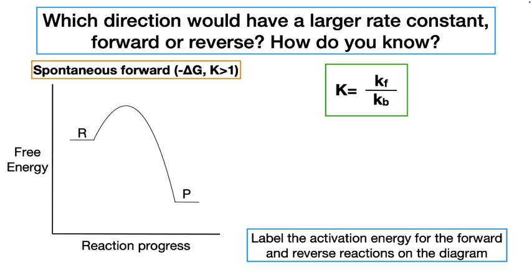The reverse reaction, because since the products are lower, the reverse reaction will require a higher activation energy. And if you look at the rate constant formula, the numerator of the fraction in the formula, activation energy is on top. So a larger activation energy would mean it's a bigger number.